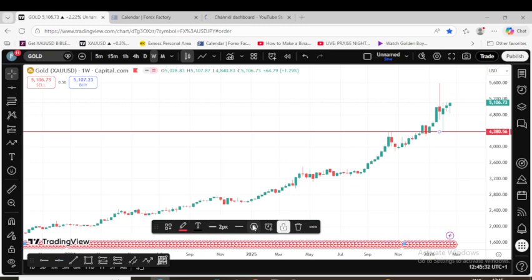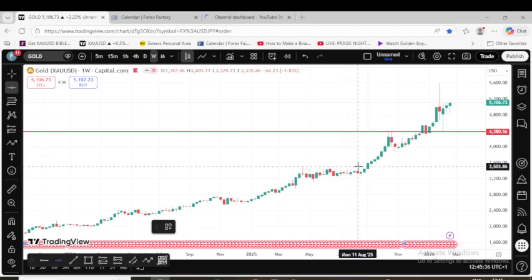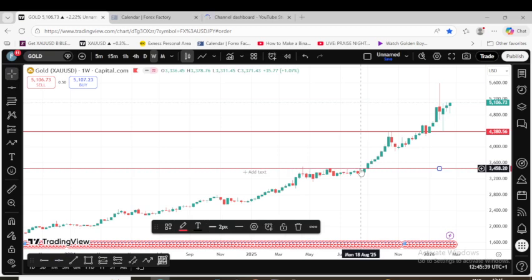It's a weekly zone because you can easily see that support became resistance. Sorry, resistance became support at this level. Same with this level. So these are our weekly zones.